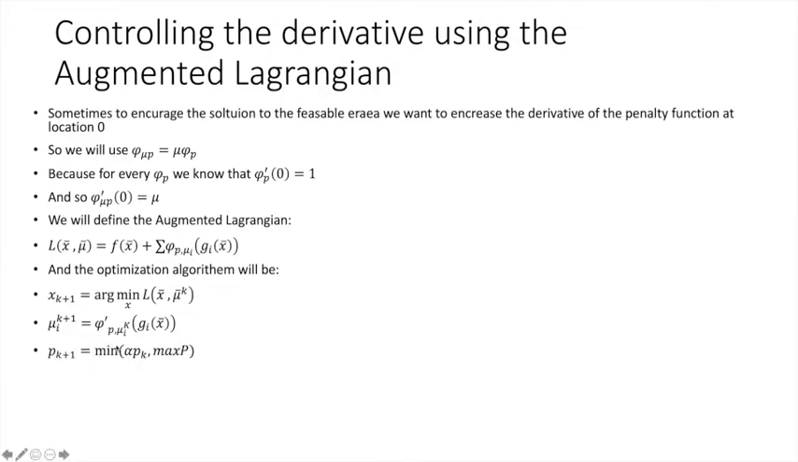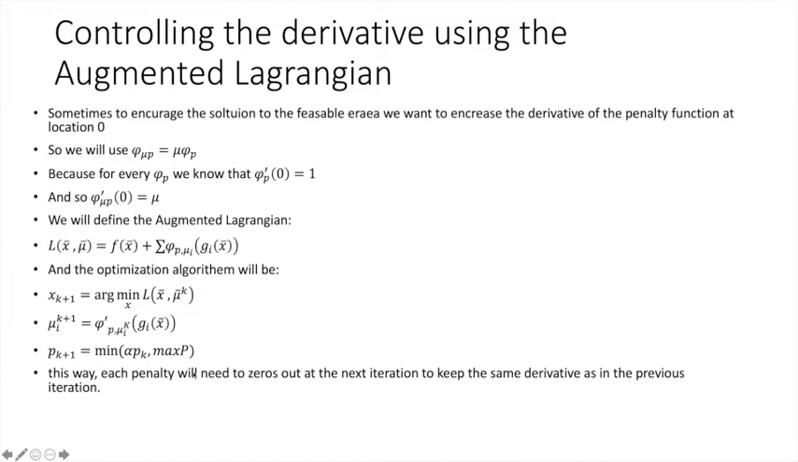p_{k+1} is the minimum between alpha p_k and max p. This way we constrict p to not get too high. And this way each penalty will need to zero out at the next iteration to keep the same derivative as in the previous iteration. To prevent the penalty from zeroing out when we are in feasible areas, we have another constraint that mu_i in iteration k+1 divided by mu_i in iteration k is smaller or equal to 3 and larger or equal to 1/3. This means it can only be bigger or smaller than the previous iteration by a factor of 3.